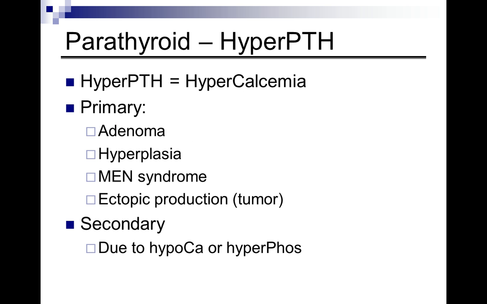What are the symptoms of hyperparathyroidism? Well, hyperparathyroidism is primarily a problem of hypercalcemia. Patients can be hyperparathyroid due to adenoma of the parathyroid gland or gland hyperplasia. There are certain multiple endocrine neoplastic syndromes that include hyperparathyroidism, and there are tumors that can lead to ectopic production of the parathyroid hormone. People can also have secondary hyperparathyroidism due to other hypocalcemic or hyperphosphatemic conditions.